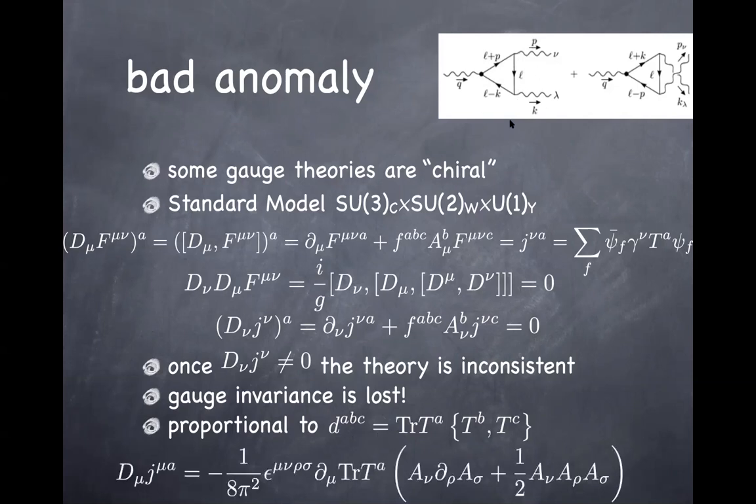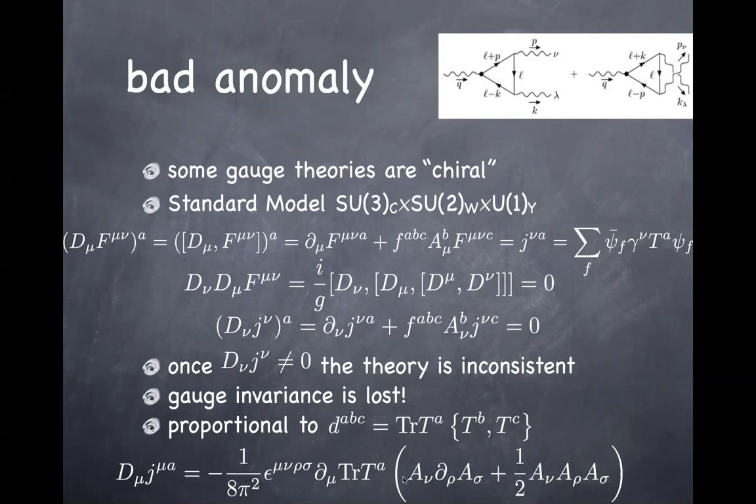And if you just go ahead and compute this triangle diagram, you do find, in general, that this current is no longer conserved because of this anomaly, proportional to the symmetric product of generators inside Tr(T^A {T^B, T^C}) over there. And so that would actually make the theory inconsistent.